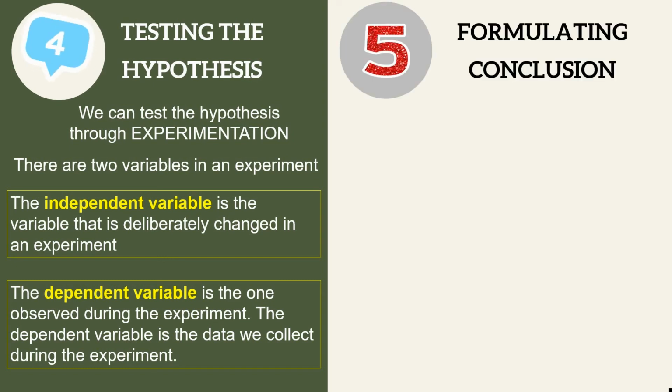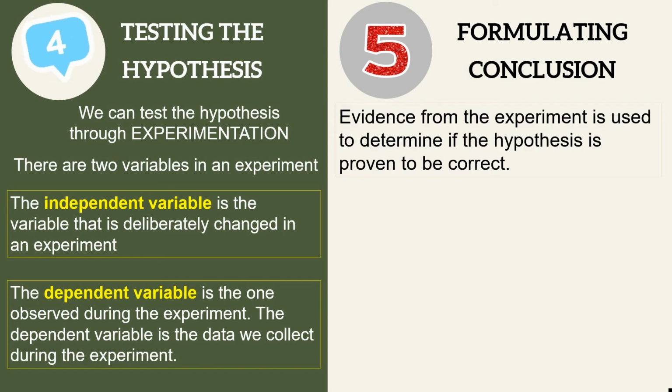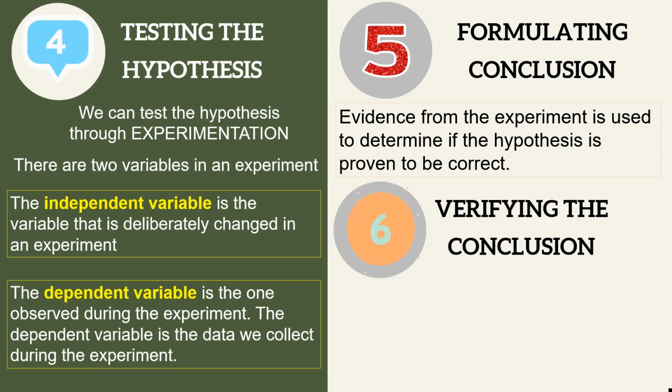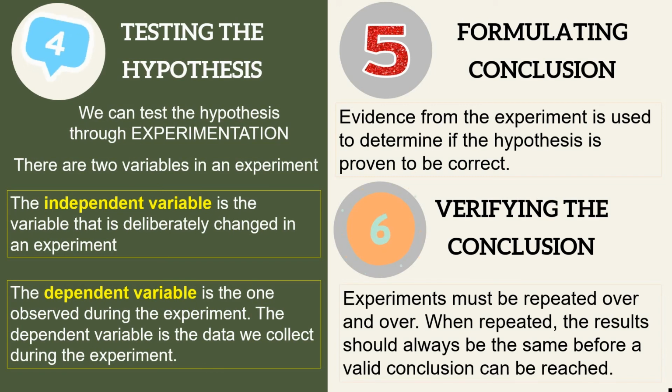Step number 5. Formulating conclusion. When we formulate conclusion, we use the evidences from the experiment to determine if the hypothesis is proven to be correct. And last step is verifying conclusion. Experiments must be repeated over and over, and when repeated, the result should always be the same before we come up with a valid conclusion.